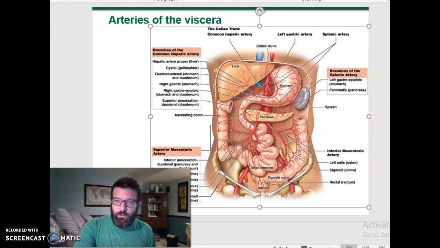Now, this is a closer and more detailed look at your abdomen. The celiac trunk, you can see your left gastric going straight to the stomach here, right? And you can see your splenic coming down here to your spleen, and you can see your common hepatic going over to your liver. Hepatic always refers to your liver. You can also see your superior mesenteric artery and your inferior mesenteric artery branching and going to your intestines.